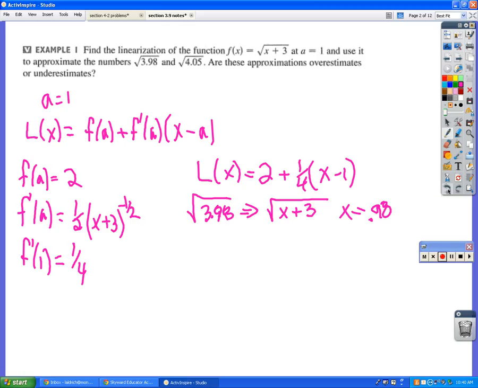So if I plug 0.98 into there, then the linear approximation is going to be 2 plus 1/4 times 0.98 minus 1, which you can just type into your calculator and tell me what it is.